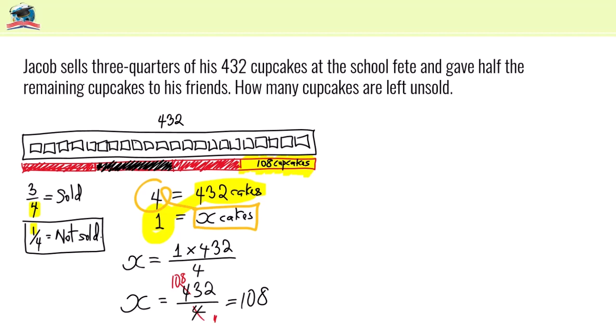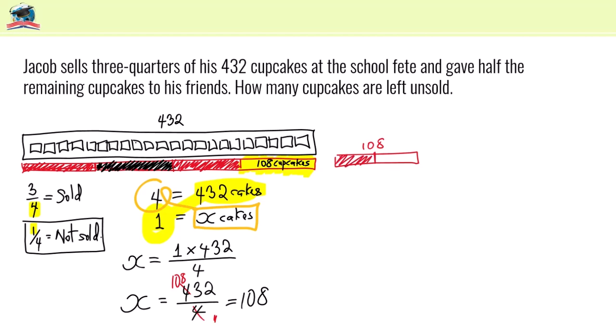Beautiful. Good. Now we're told that of the 108 cupcakes, half was given to his friends. So we have this. Let's go for that. This is 108. Then half of it. So if you cut it into half, this one here was given to his friends.